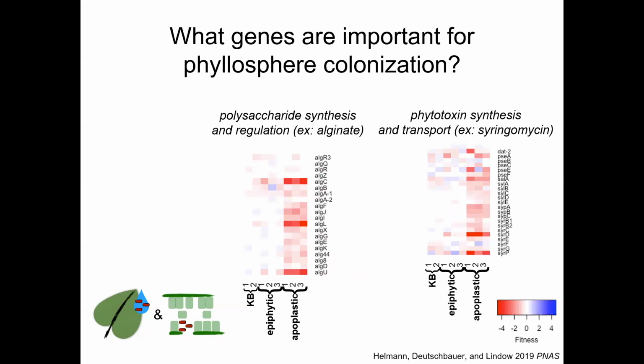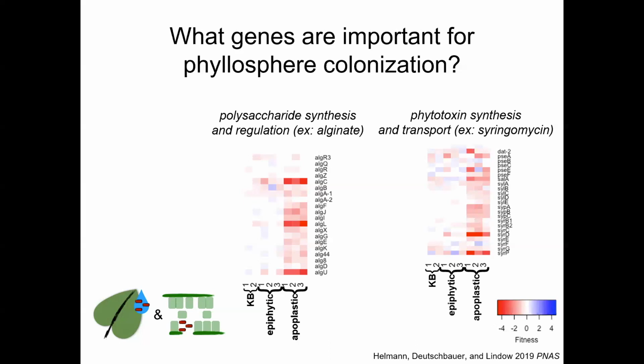Polysaccharides like alginate, for example, tended to be highly important in the apoplast. Alginate has been shown to help cells tolerate desiccation stress, which supports some of the previous work that's shown that the apoplast is actually a relatively dry environment. Often, these polysaccharides are also important on the leaf surface, but for these experiments, the plants were kept at a relatively high humidity environment, and so that was not the case here.